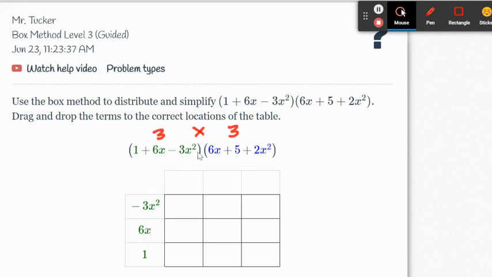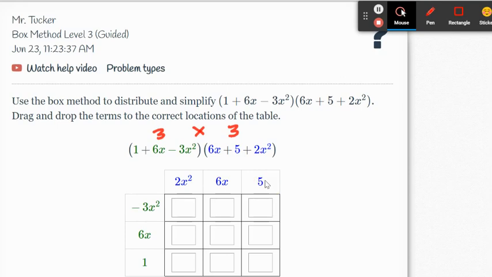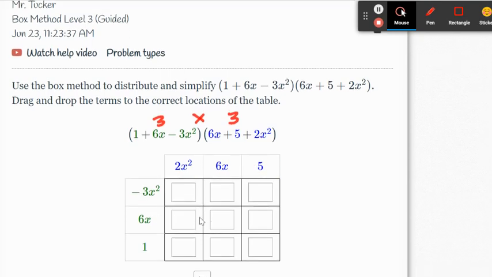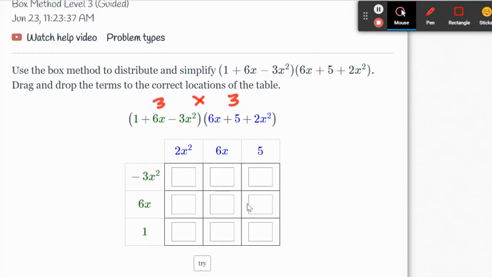And then I'm going to grab the blue polynomial here. I'm going to put the 2x squared in the first box, and then the 6x, and then the plus 5. So once I have them in order, I am able to now multiply. Now the way that you multiply here is the same way you learned multiplication tables in elementary school. The only issue is now you have the algebra to happen also.